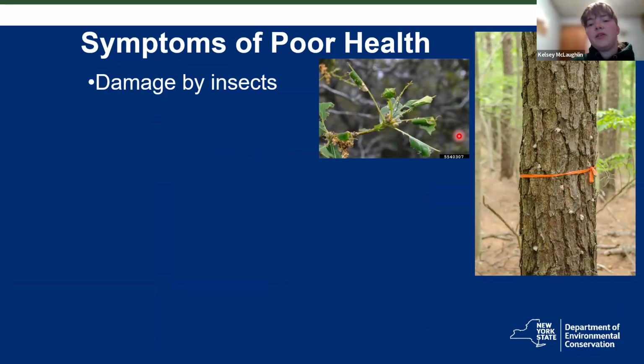So whenever you're thinking about insect damage, I always try to put it in proportion. One caterpillar munching on one leaf is not significantly stressing the tree. But if you have something that's eating 50% of your leaves, that's a lot more stressful.